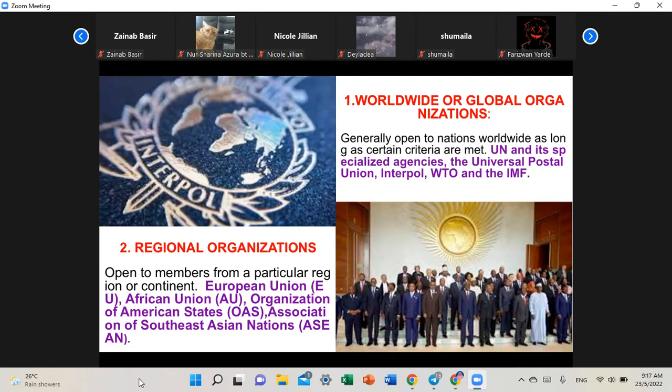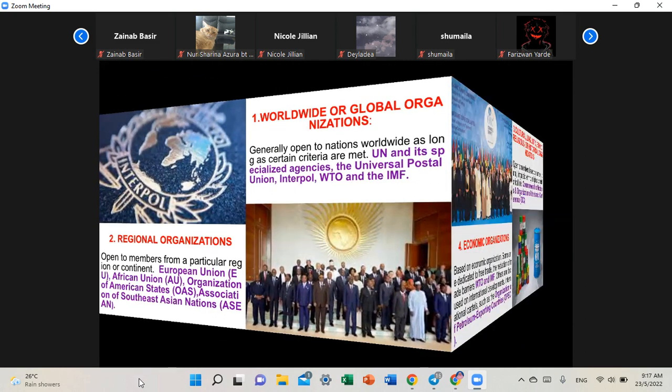And then the second one is regional organization. So the first one is quite clear cut, I believe everyone understands. Worldwide or global organization like the UN, very common discussion. And then the second one, regional organization, open to members from a particular region or continent: European Union, African Union, Organization of American States, Association of Southeast Asian Nations, or ASEAN.